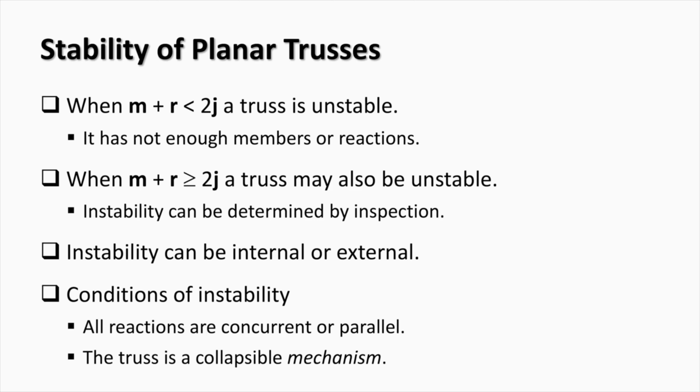As in the case of indeterminacy, instability can be internal or external. A truss is externally unstable when all of its reactions are concurrent or parallel. Internal instability results in the truss becoming a collapsible mechanism.